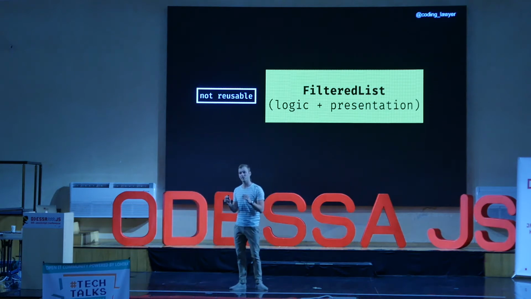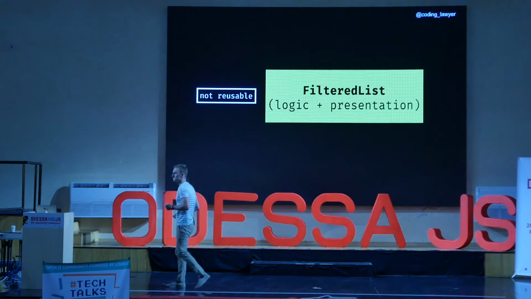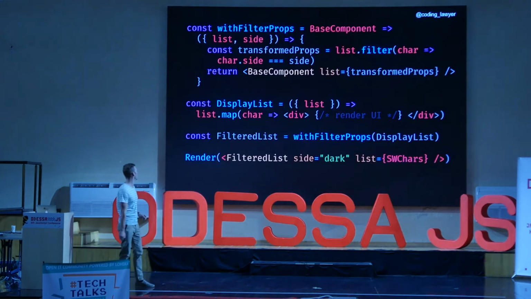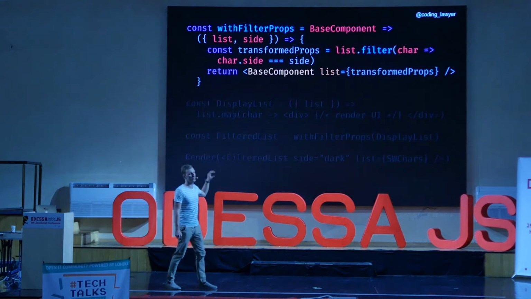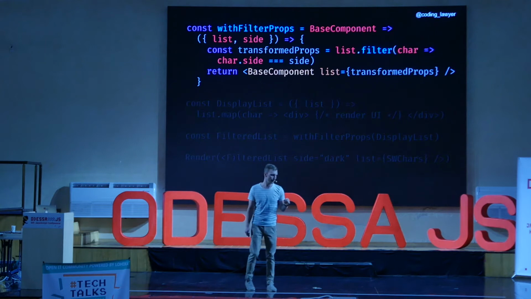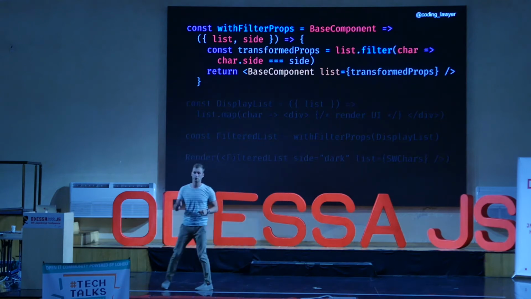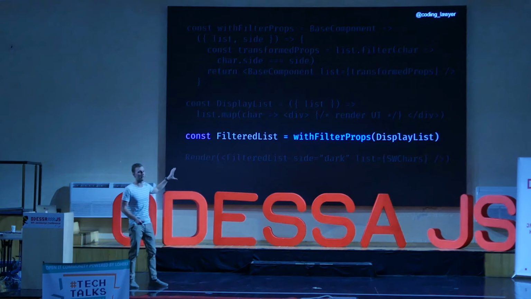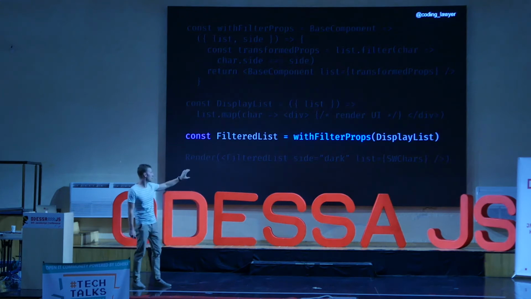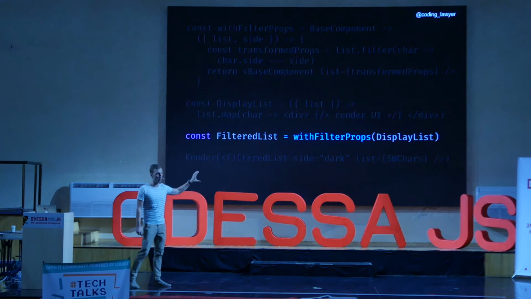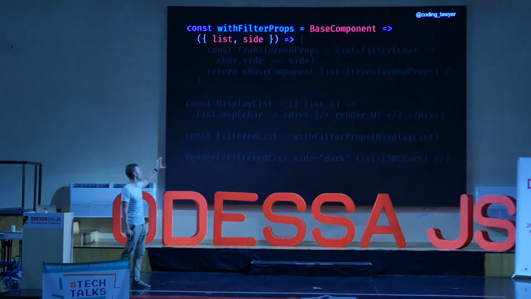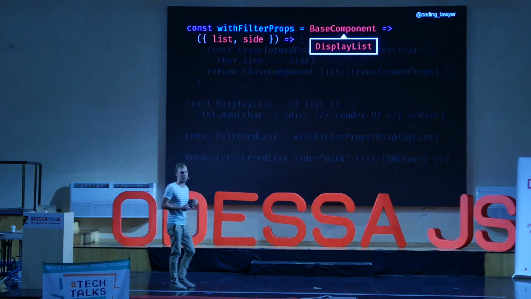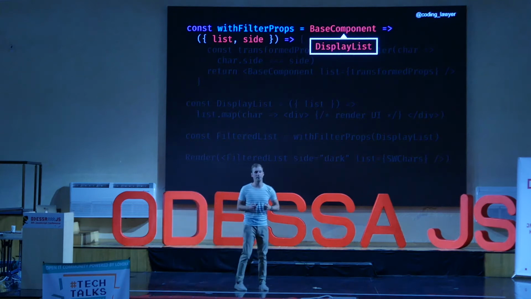Fortunately, there's one more elegant and declarative solution how we could achieve this. Let's take a look. What we did here is that we moved our logic to withFilterProps higher order function. Let's first take a look how this works. We have our filtered list component, and as you can see, we are passing the display list, our presentational component, to withFilterProps. Now, when we do that, we go to withFilterProps, and now we pass display list as a base component, so we get display list inside a closure, so we can access it later.